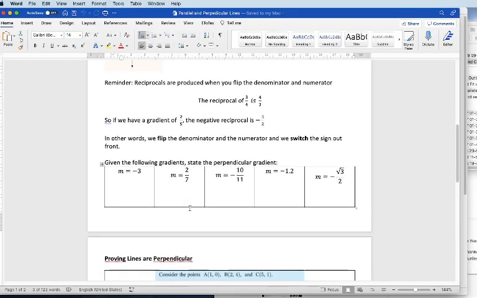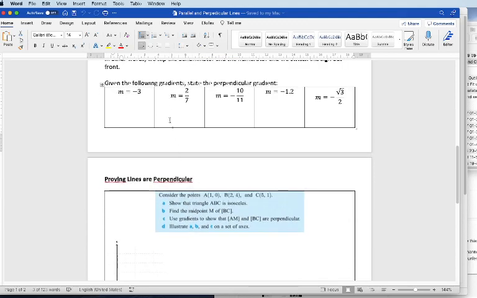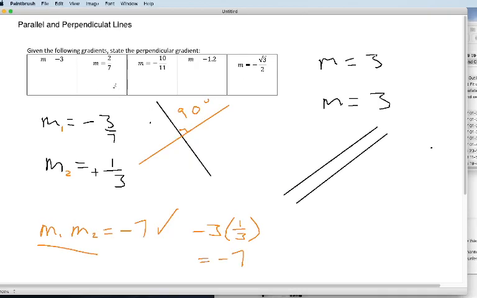I have some other questions here where I just ask you to make sure you know how to do the flip and switch. So for example, if I go back here, a gradient perpendicular to this would be -7 over 2. In this example, it would be +11 over 10. In this example, you would have to change this to a fraction. So if that's the case, -1.2, you have to do a little bit of work. 0.2 is like saying 2 over 10 or 1 over 5. So this is -1 and 1/5.